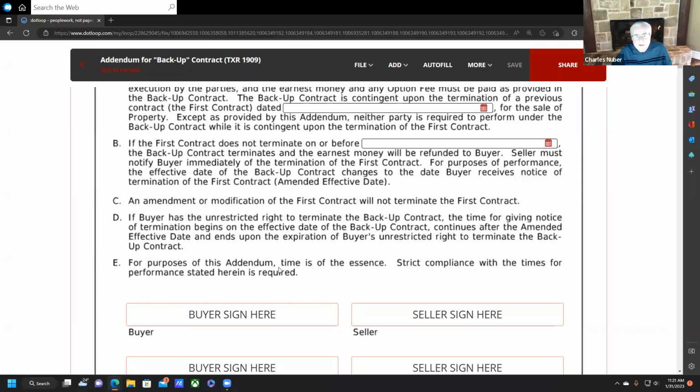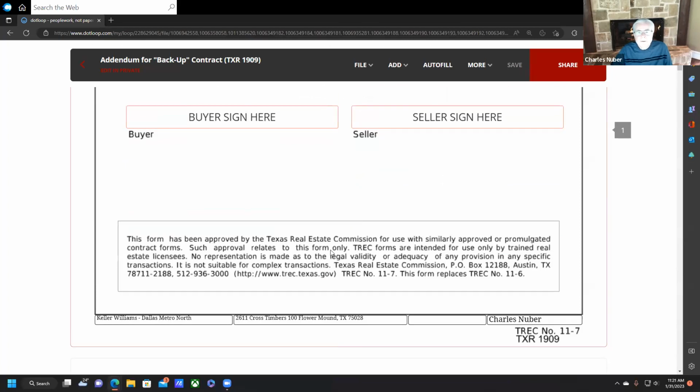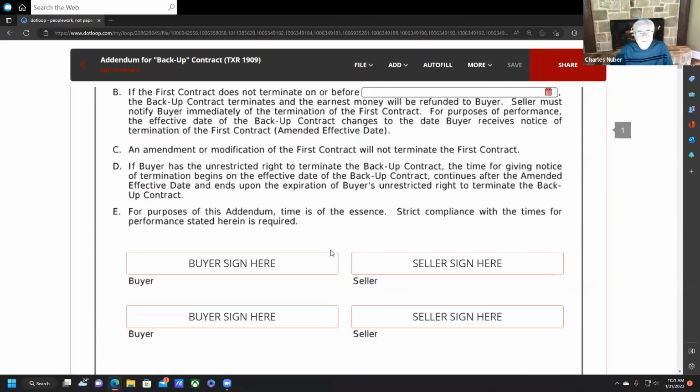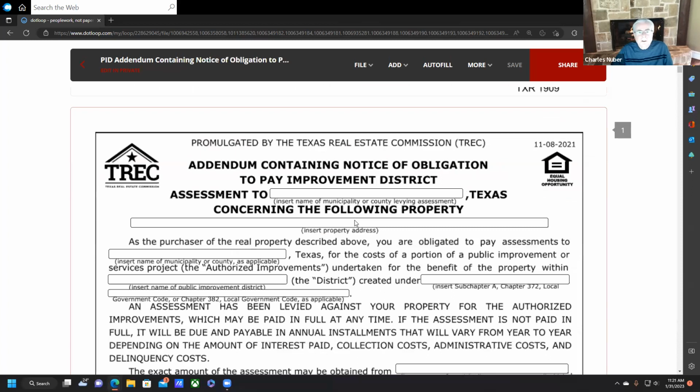For purposes of this addendum, time is of the essence. Strict compliance with the times for performance stated herein is required, not an option. Everybody good with that addenda? I did such a great job.